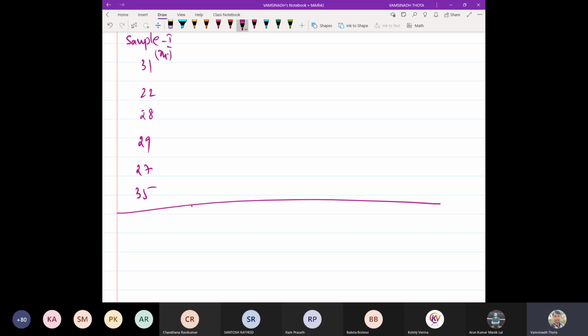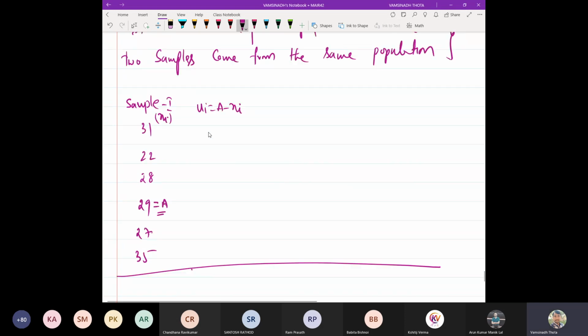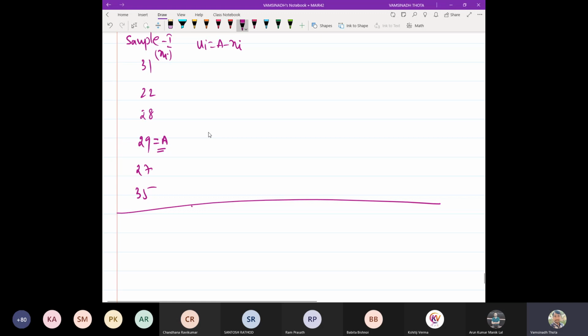So among 22, 28, 29, 27 and 31, what should I choose? Let me choose 28. 28 is also fine, but let me choose 29 as capital A. Now you define ui is equal to xi minus capital A. What did we use? xi minus capital A, right? I think xi minus capital A, not A minus xi.